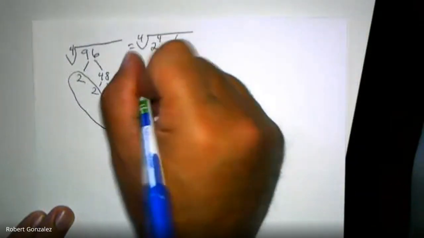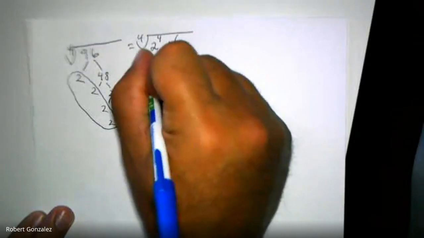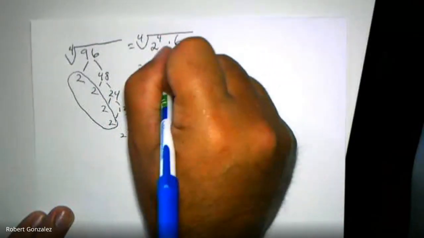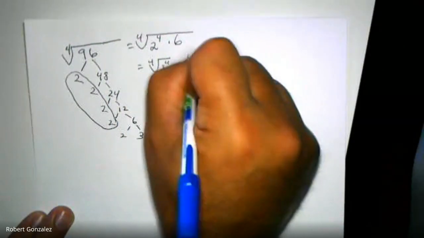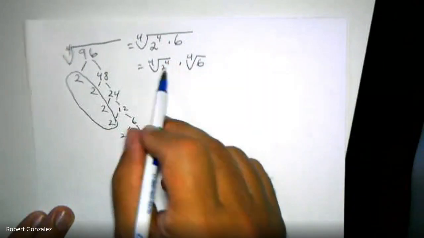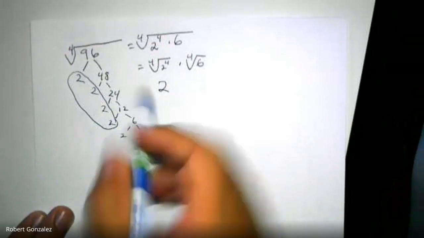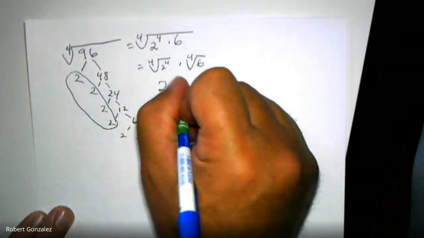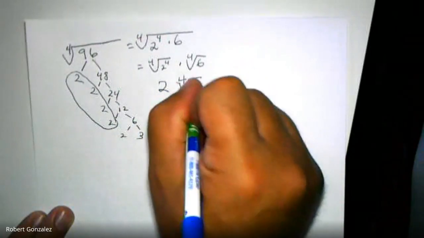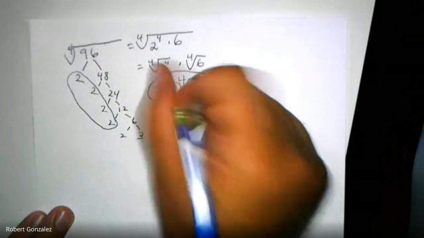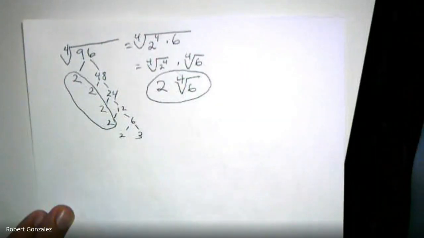Now let's separate this. I get the fourth root of 2 to the 4th times the fourth root of 6. Fourth root of 2 to the 4 is just 2. 2 gets to come out and play because there's 4 of them. Leftovers stay home. They have to stay in the house. And that's how you reduce a fourth root.